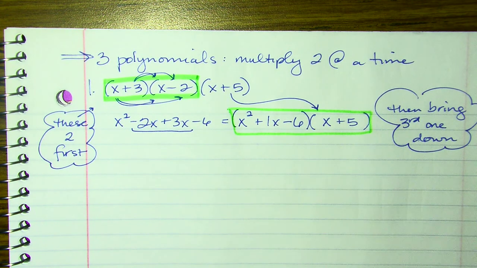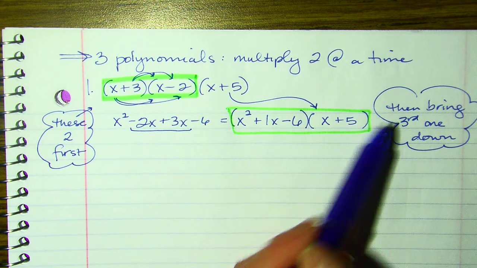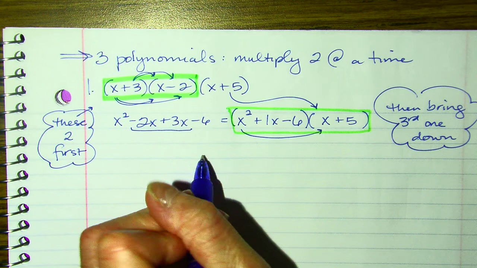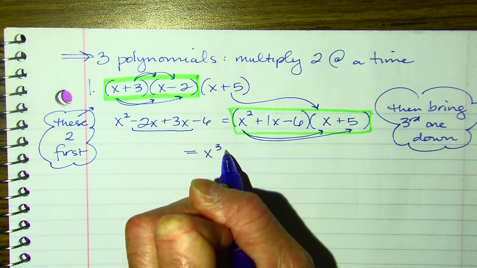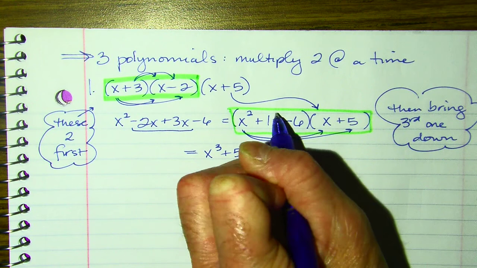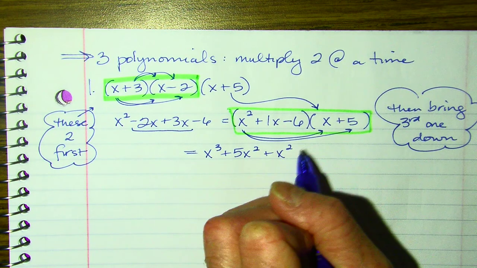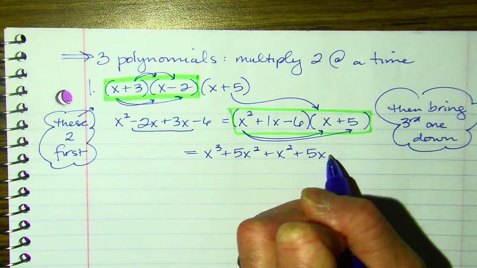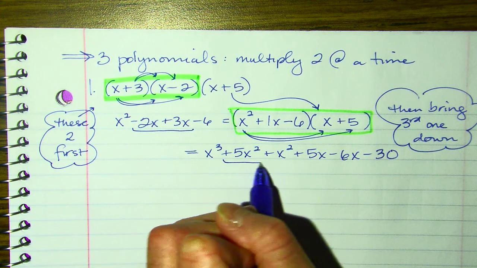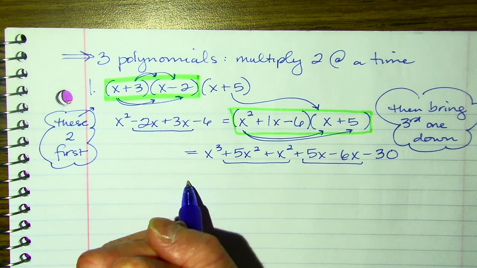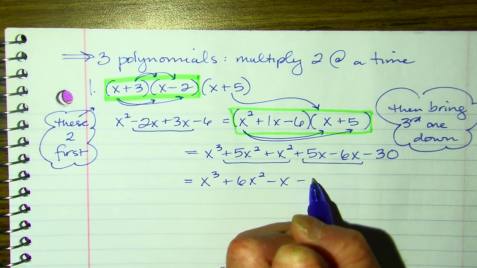Okay, so I first started here with multiplying these. Now I'm multiplying the product of the first two by the third. So x squared times x gives me x cubed. x squared times 5 is 5x squared. 1x times x is x squared. 1x times 5 is 5x. Negative 6 times x, negative 6 times 5. Notice my like terms are written together. So my final answer is x cubed plus 6x squared minus x minus 30.